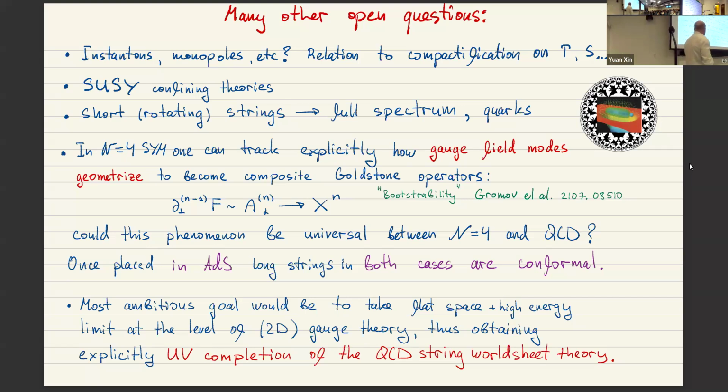So the most ambitious goal here, of course, would be to take the flat space limit, or high energy limit, at the level of this weakly coupled effective two-dimensional gauge theory description. Remember at zero coupling, we basically have an effective two-dimensional gauge theory that describes our string. And what you want to do is take the flat space limit at the level of this description. That will basically provide a UV completion of the worldsheet theory of the QCD string, which is the ultimate goal in this research direction. Okay, so that's what I wanted to say today.